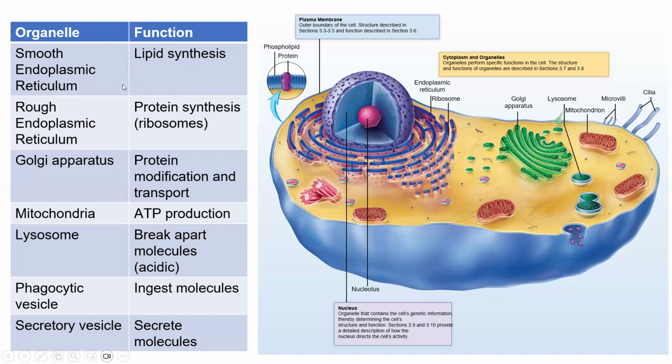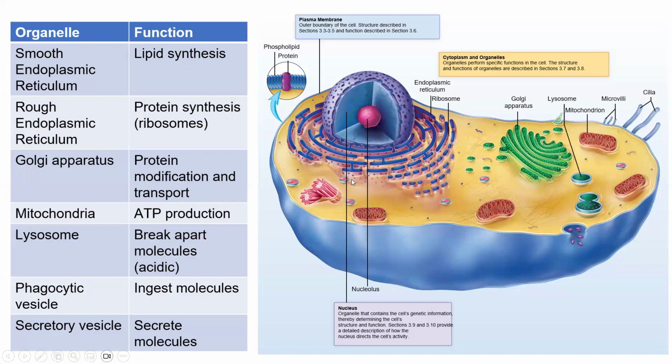Now we can jump over to our chart here, and we'll start with our first two, the endoplasmic reticulum. We have a smooth endoplasmic reticulum and a rough endoplasmic reticulum. Sometimes you will see those abbreviated as smooth ER or rough ER. They're housed very close to the nucleus. Our rough ER has these dots known as ribosomes that we'll talk about in a second. Our smooth ER does not have anything on the surface of its membrane. Our smooth ER is responsible for lipid synthesis, the synthesis of fats within the cell.